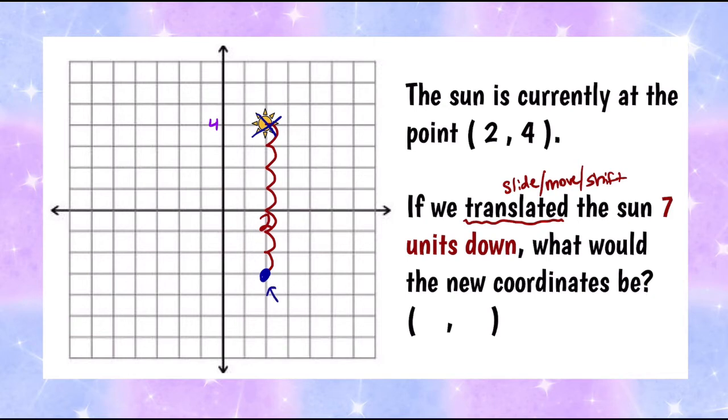So the x value is the same. It's still 2. But the y value is different. If this is 0, we just count -1, -2, -3. So (2, -3). So when we do a shift or a translation up or down, you'll notice that the x value is not going to change. So that is a helpful hint for today.